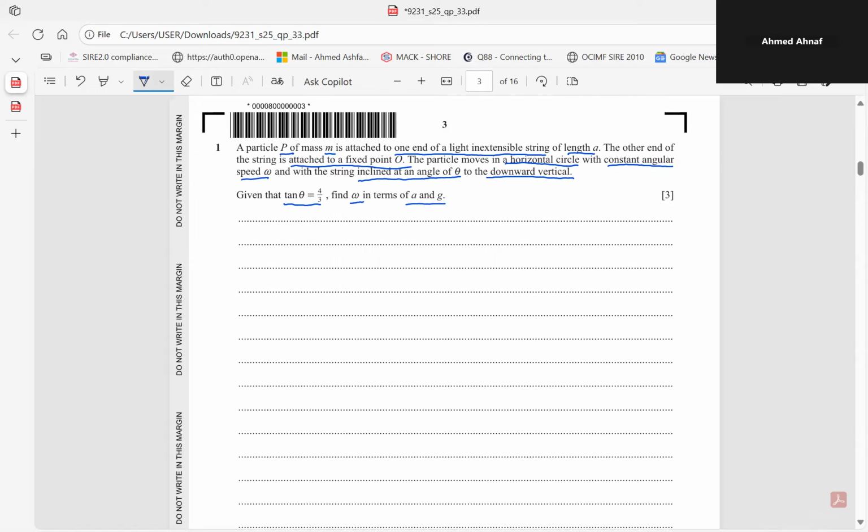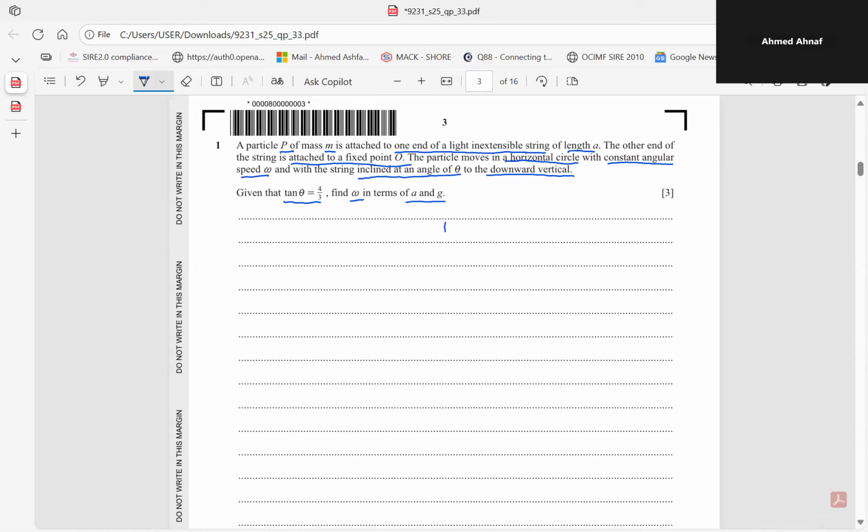Okay, so first of all, let's sketch the diagram. So this is our downward vertical, and this is the string. So this would be the angle theta. And let's say the particle P is here. So this is O, and then this is P. And then this is length a. And since it is mass m, the weight acting on it would be mg, because W equals mg. That's all they told us in the question. And the angular speed is omega. So that's all they said in the question.